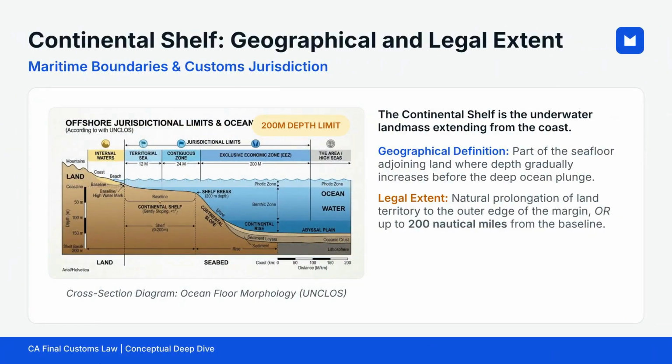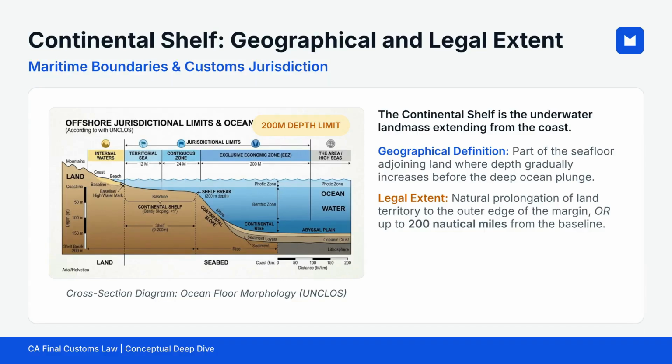The continental shelf refers to the underwater extension of a country's landmass beneath the sea. Geographically, it is the portion of the seabed where depth increases gradually before descending sharply into the deep ocean. Legally, India's continental shelf extends to the outer edge of the continental margin, or up to 200 nautical miles from the baseline, depending on applicable conditions.